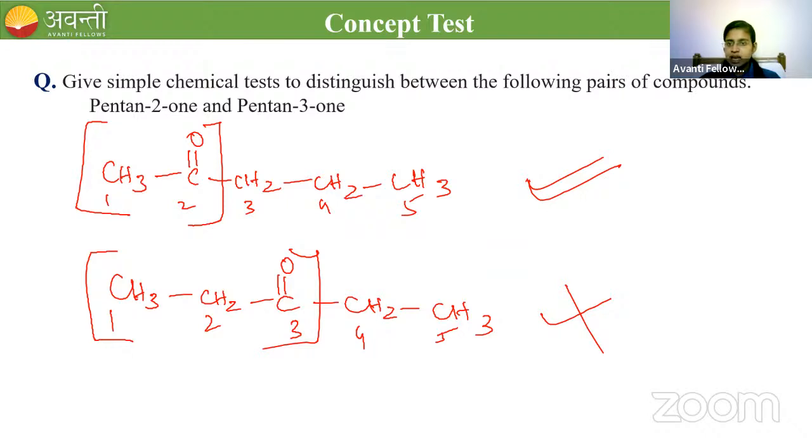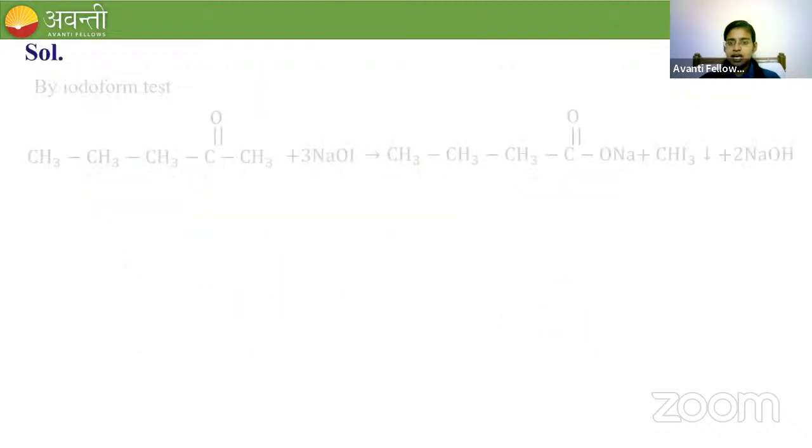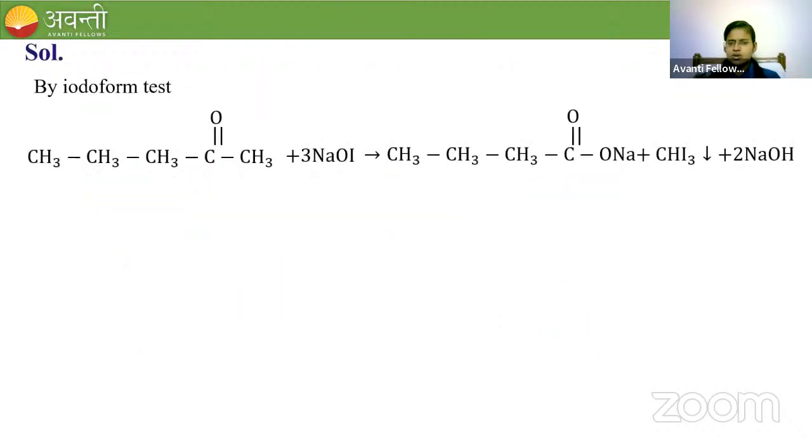Let me show you the complete reaction. Here the compound is reversed, otherwise it is the same. So this is pentan-2-one, 1, 2, 3, 4, 5. If it is treated with I2 and NaOH, we will get NaOI as the reagent. You can write NaOI or I2 with NaOH. Both are the same.